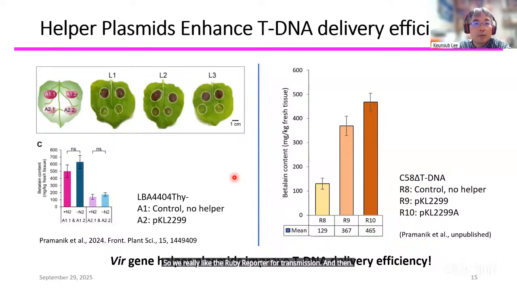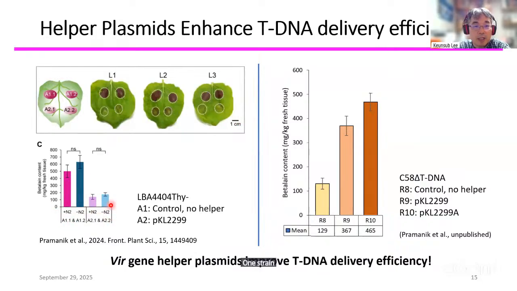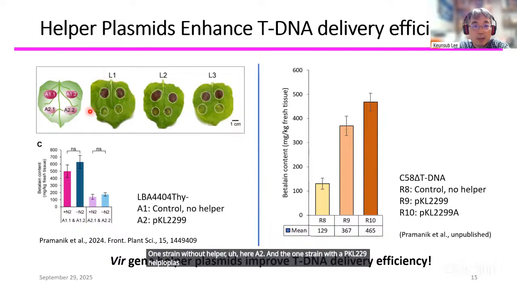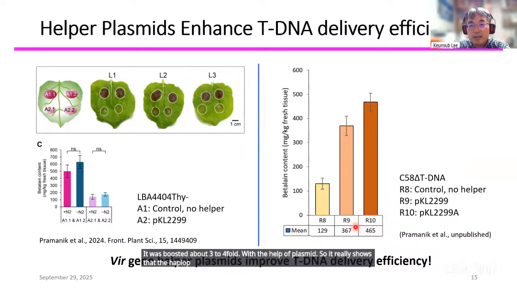And then I talked about how the helper plasmid enhances T-DNA delivery efficiency. How much, right? So we used the Benthamiana agroinfiltration system, one strain without helper, here A2, and one strain with the pKL229 helper plasmid. If you look at the leaves after infiltration, you can see the different pigmentation levels, and we quantified it. We saw about a 3 to 4-fold increase compared to the control. Without helper plasmid, it was around 129 milligrams per kilogram fresh tissue. It was boosted about 3 to 4-fold with helper plasmid. So it really shows that the helper plasmid enhances T-DNA delivery efficiency.